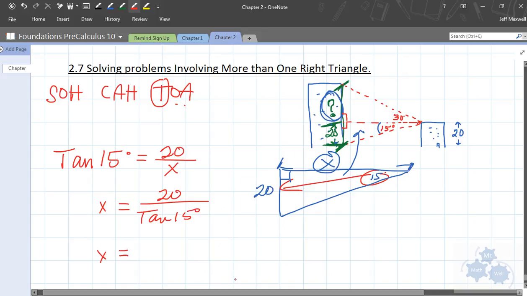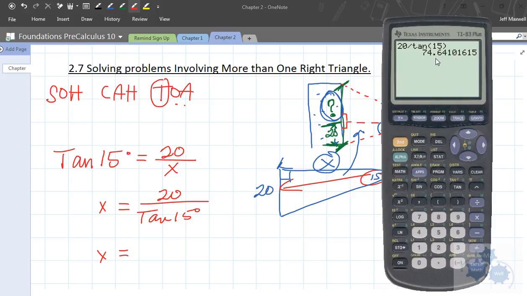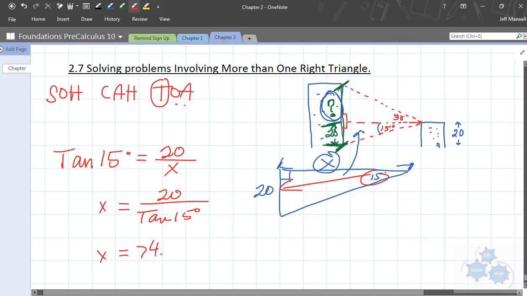Your x equals, so your calculator tells you that it's 74.64. And what would that be? What units? The question says this is a 20-meter high building, so this is going to be in meters. So does everyone see how we've got piece number 1 here? I actually know that this side length of this triangle right here that we've drawn is 74.64.